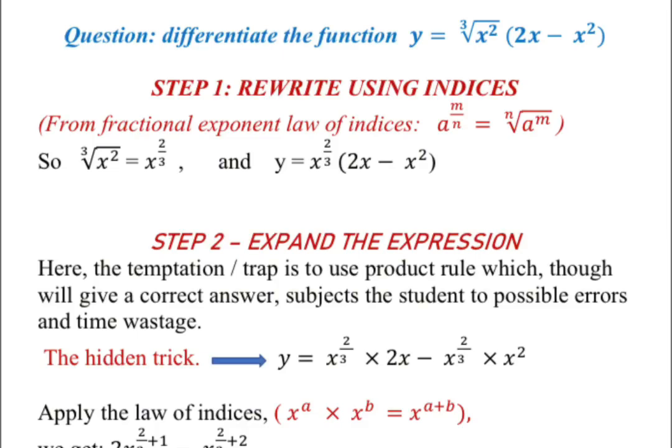Now the next thing is to expand the expression. Please note that the temptation in this question, the trap, is to attempt using the product rule, which though will give a correct answer, will subject the student to possible errors and time wastage. The hidden trick is to express y equal to x to the power 2 over 3 multiplied by 2x minus x to the power 2 over 3 multiplied by x squared. That is multiplying everything in the bracket with what we have outside the bracket, normal expansion.